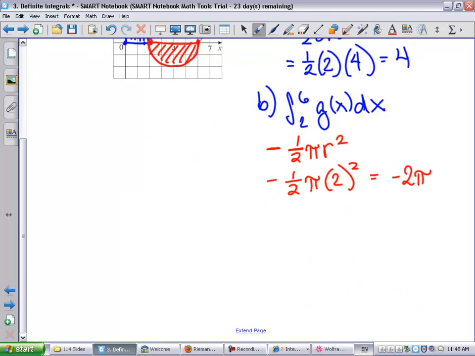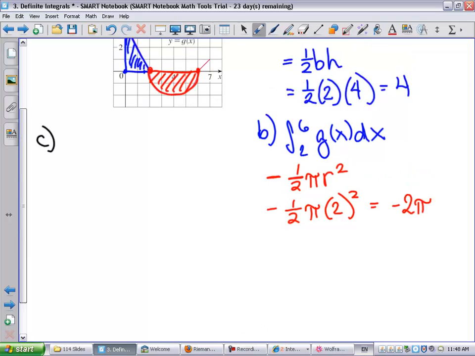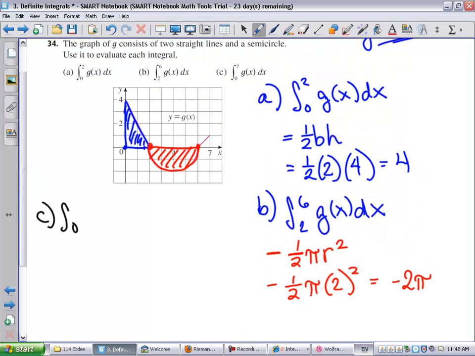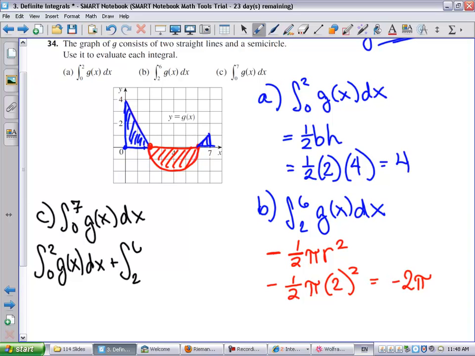All right, and then C, this is the interesting one, is the integral from 0 to 7 of g of x dx. Now that's this whole thing. So we're going to take the positive of the two blue triangles and the negative of the circle. And the way we're going to do that is we're going to think of this integral in 3 pieces. We're going to think of it as the integral from 0 to 2 plus the integral from 2 to 6 plus the integral from 6 to 7.